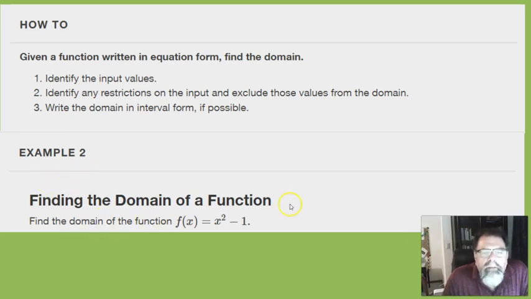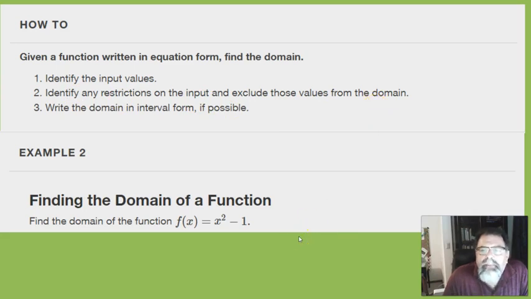Example 2, finding the domain of a function. Find the domain of the function f of x is equal to x squared minus 1. Up here we have the technique. Your first step, identify the input values. So again, the domain is the input values. A better way to say it is you want to identify any restrictions on the input and exclude those values.